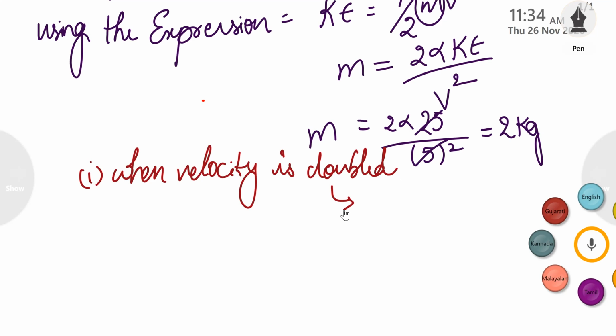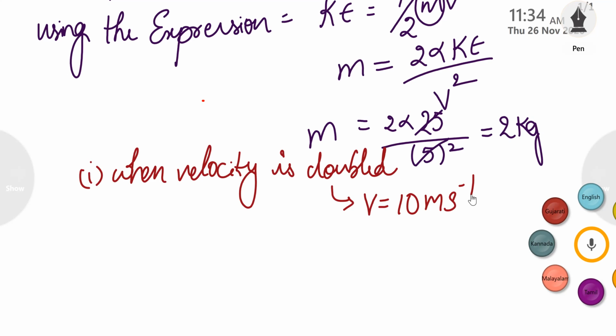In the question he has given velocity 5, but now we have to double the velocity. So 5 plus 5, v is equal to 10. That is the meaning of velocity is doubled. So in the question velocity is 5, we have to double it, so it is 10.